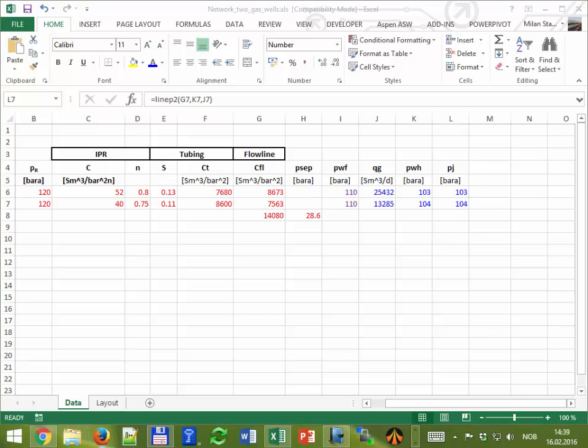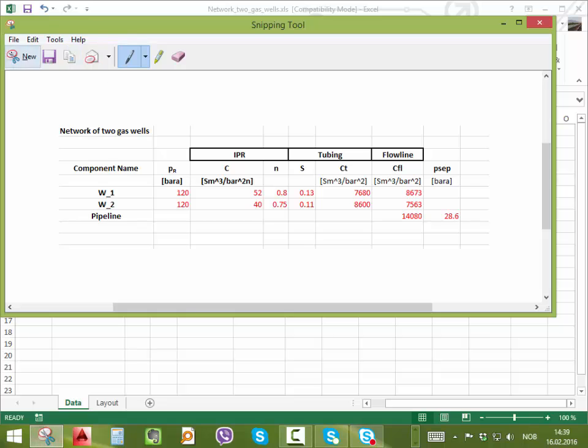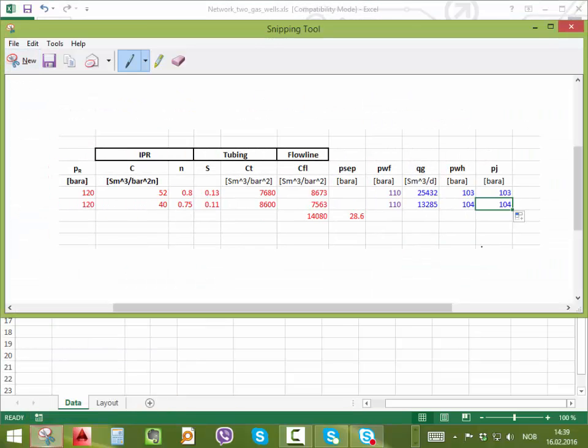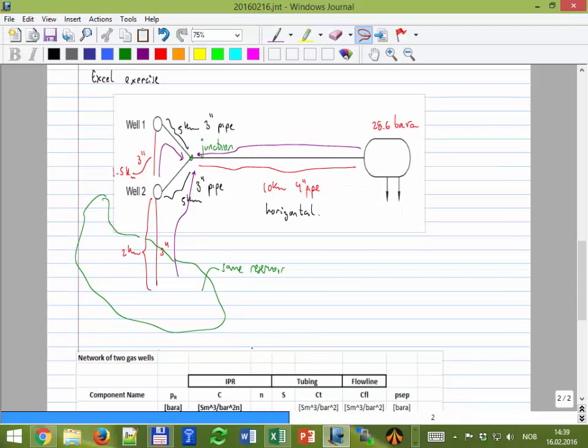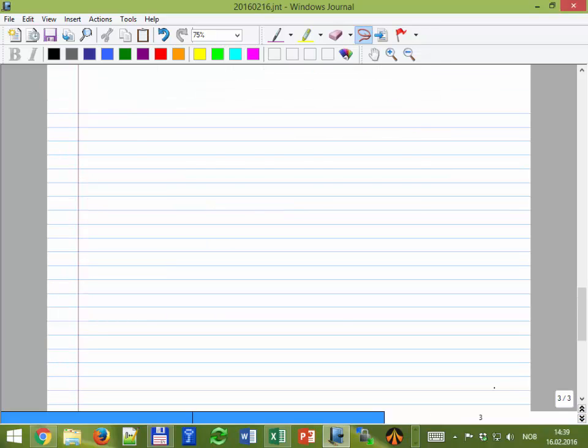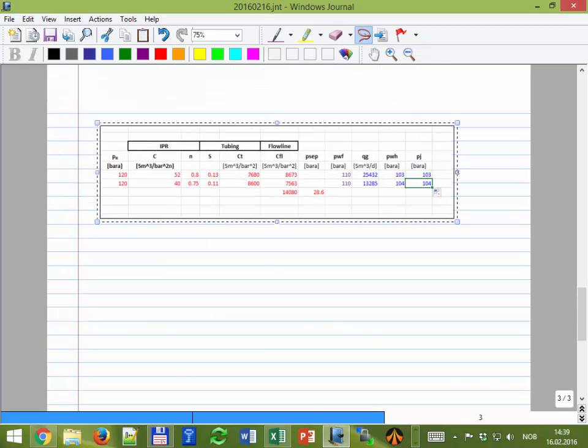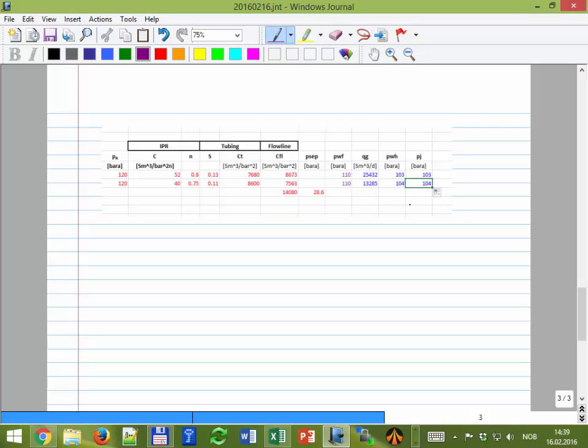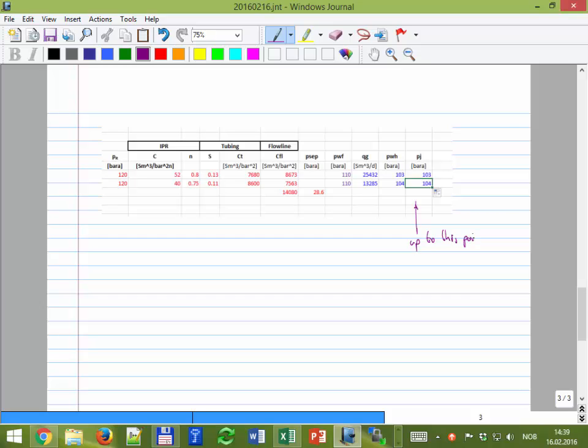So let's take a screenshot of that. Up to that point here, I stop my co-current calculations. Okay, I have done all the calculations that I need co-current. Up to this point, they are co-current calculations. Okay, so I stop there. Now I have to calculate counter current from the separator to that junction.